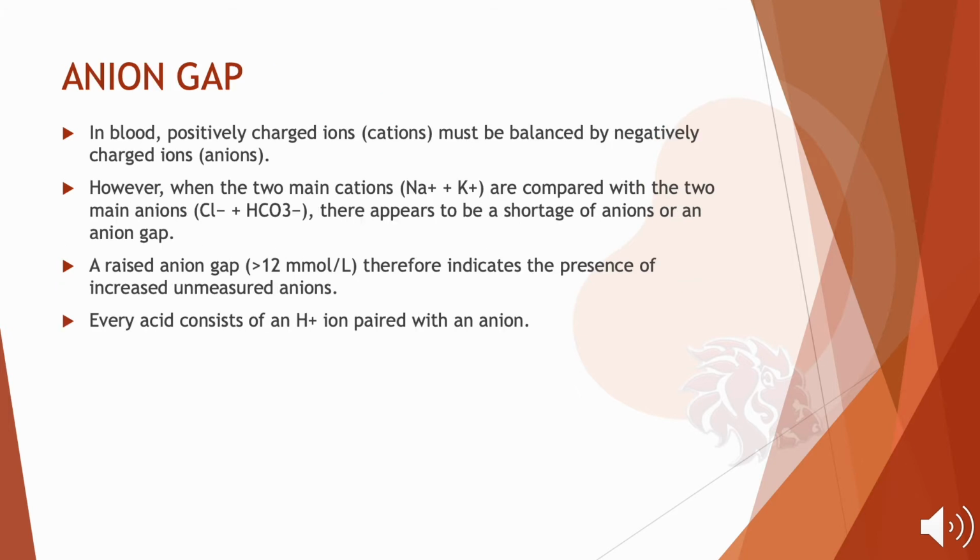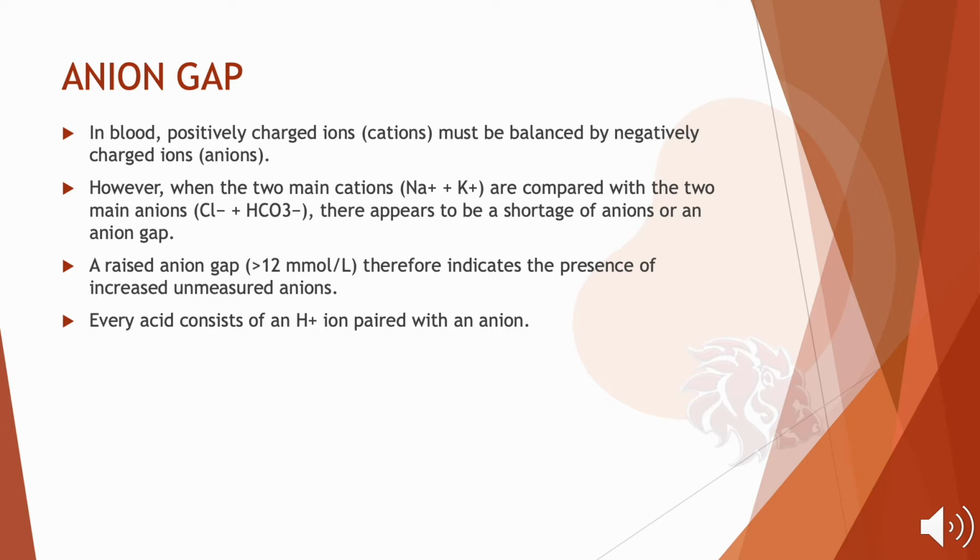The anion gap. In blood, positively charged ions or cations must be balanced by negatively charged ions or anions. However, when the two main cations, sodium and potassium, are compared with the two main anions, chloride and bicarbonate, there appears to be a shortage of anions, or an anion gap. The gap is made up of unmeasured anions such as phosphate and sulfate and negatively charged proteins. A raised anion gap of more than 12 therefore indicates the presence of increased unmeasured anions.